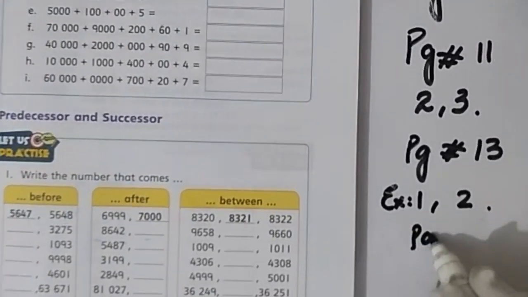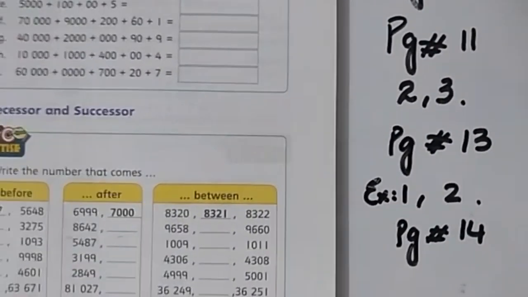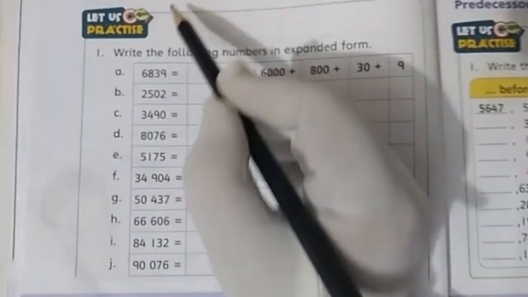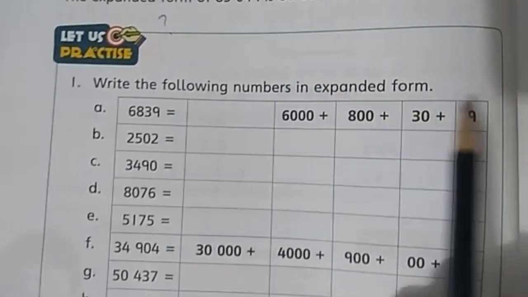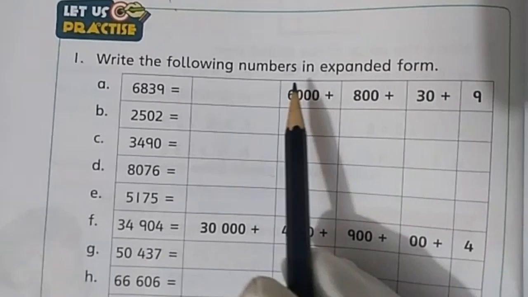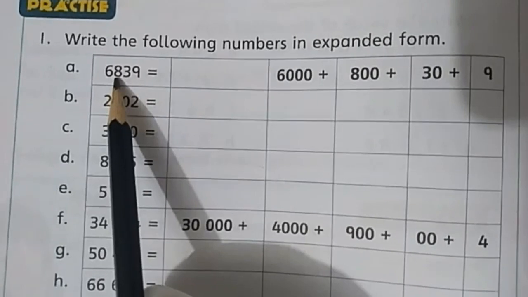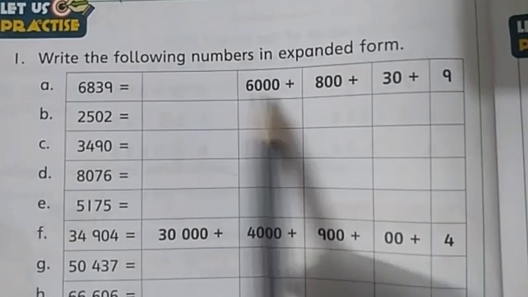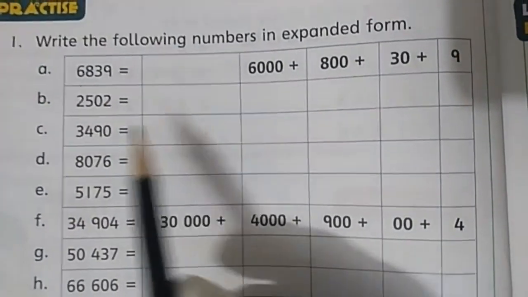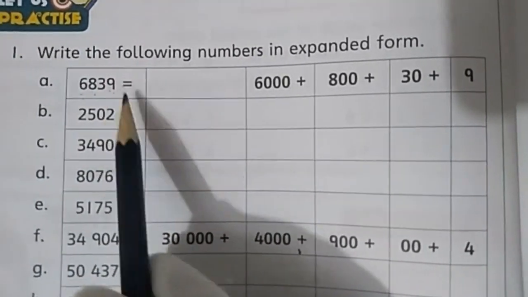Now open page number 14. First, write the date over there. Write the following numbers in expanded form. All of you know how we expand the numbers. Write the numbers and after the digits, zeros are added according to place value. If it is 6839, how do we write it?